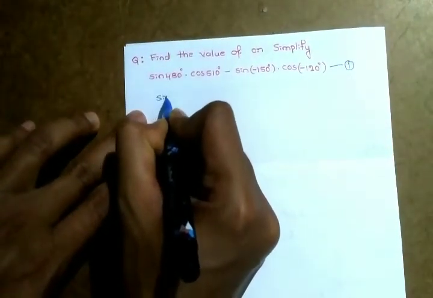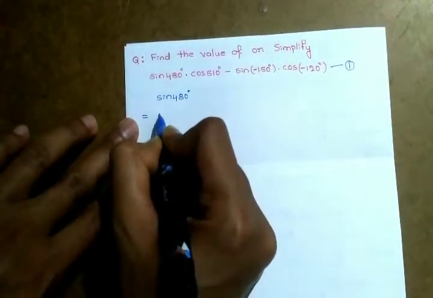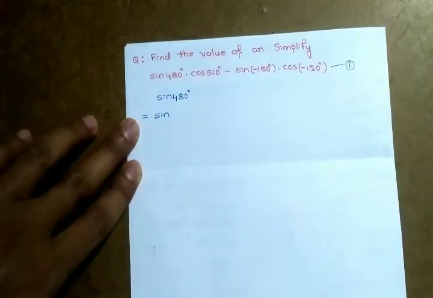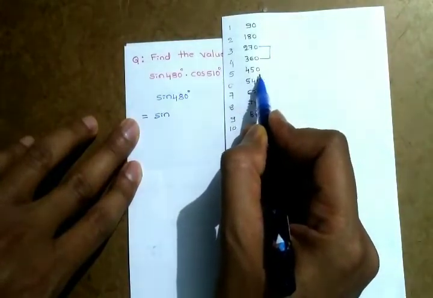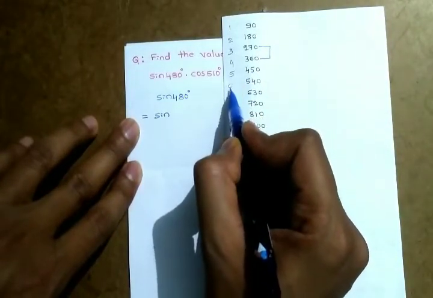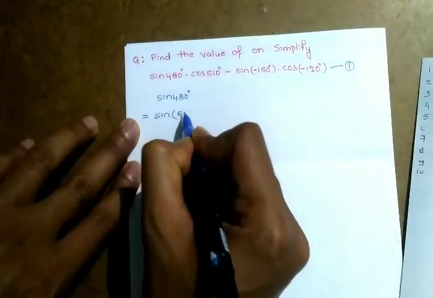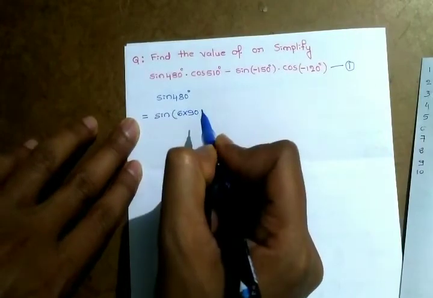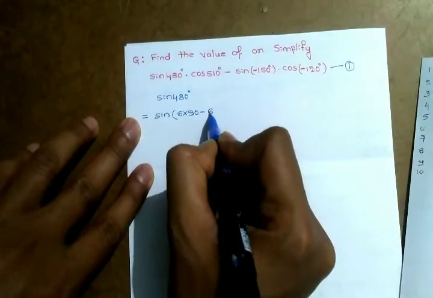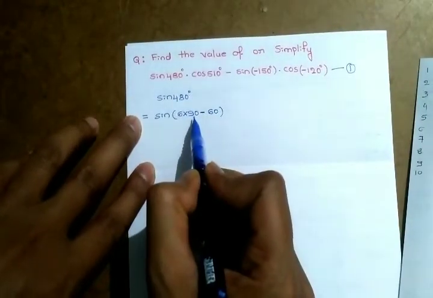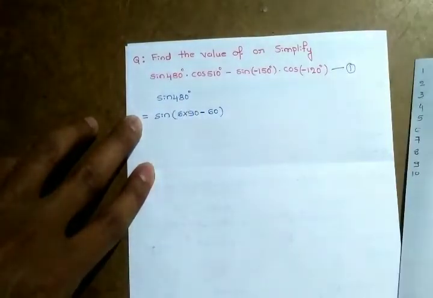So sine 480 degree, which is equals to sine, I am going to keep it as it is. See the 480. 480 comes in between 5 and 6, correct? Here 480 comes. So in this 2, which one is the even number? 6 is the even number. So I am going to consider 6 into 90, 540. We need 480. Therefore we need to subtract how much here? 60. So 6 into 90, 540. 540 minus 60 is 480.